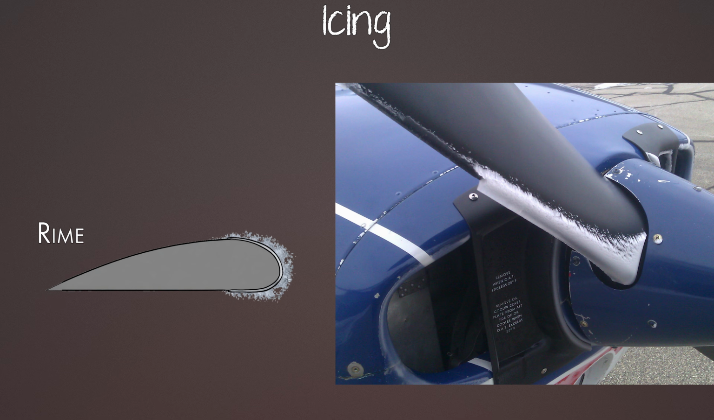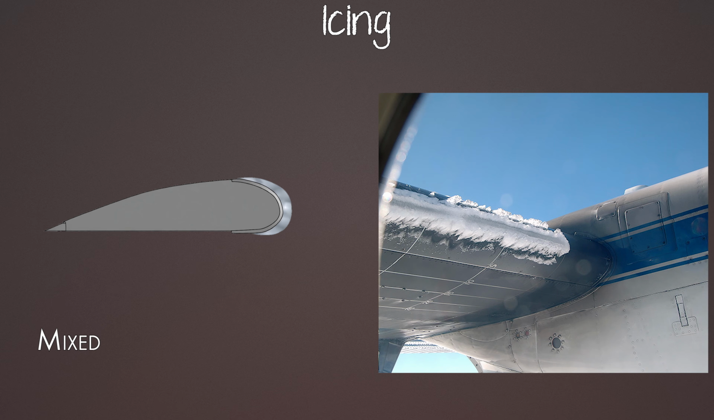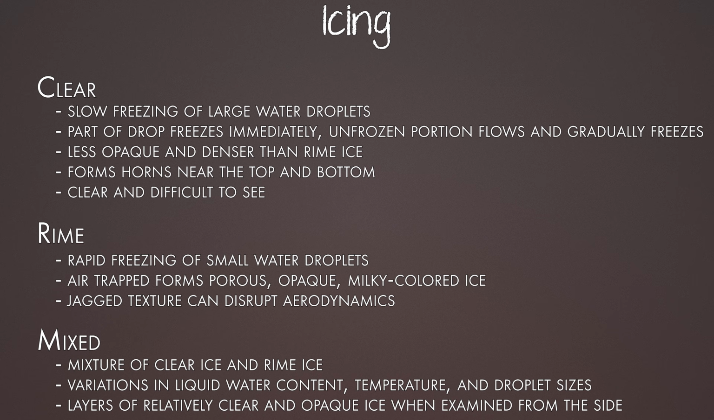Rime ice is a lot more common, and you might hear it being reported in pireps. The water droplets are smaller and freeze quickly, trapping air bubbles, and that's why the ice looks opaque. And the problem with this type of ice is that the rough texture can disrupt airflow over the airfoils. And as you might have guessed, mixed ice is a combination of both the ice types when the water droplets vary in size. Clear ice is the fancy stuff you get at sit-down restaurants, and rime ice is what comes out of your fridge. In either case, ice, snow, or frost should never be on the aircraft.